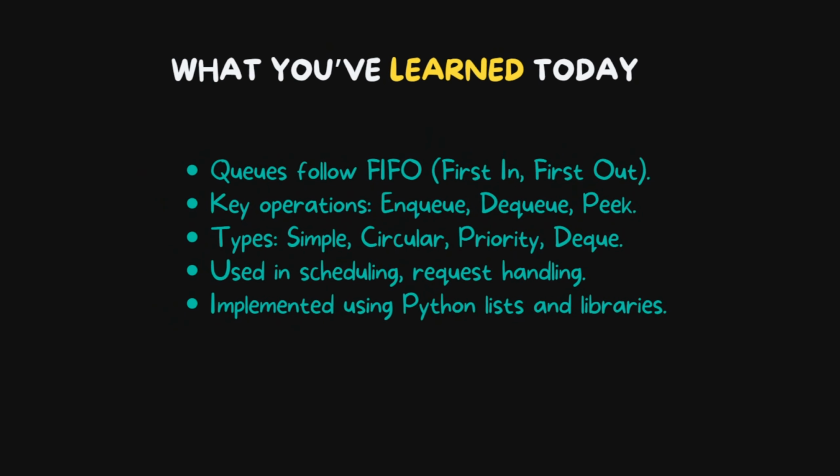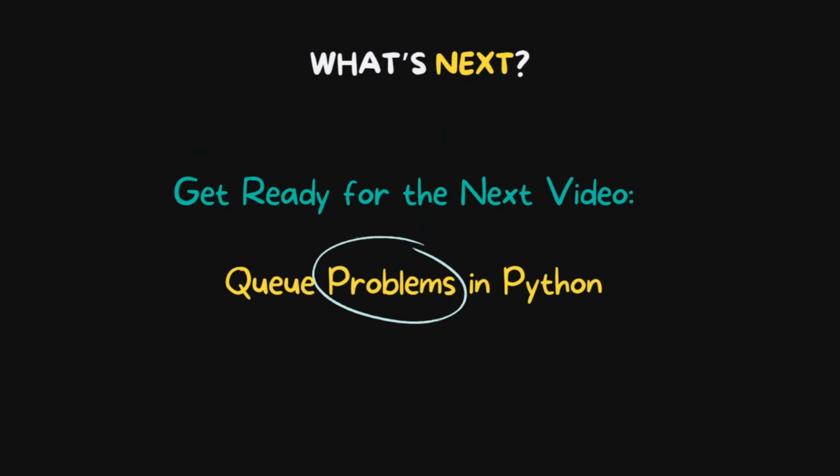Before we wrap up, here are the key takeaways. Queues follow the FIFO principle. Basic operations include enqueue, dequeue, and peek. Types include simple, circular, priority, and deque. Queues are used in scheduling, request handling, and more. Python offers multiple ways to implement queues efficiently. In the next video, we will dive into queue problems in Python.